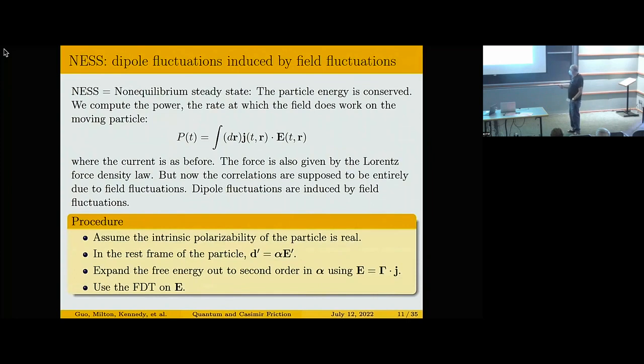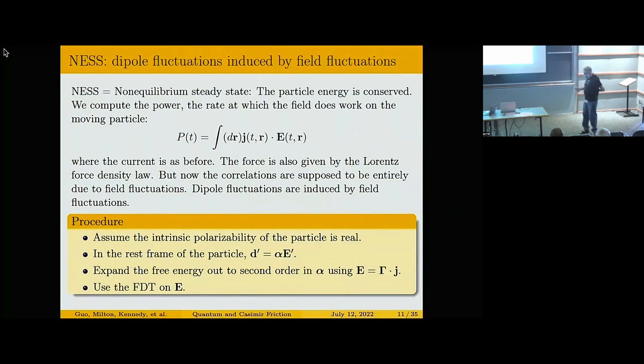Okay, so let's see. Non-equilibrium steady state. So the first approach you can take is to say, let's suppose the dipole is just an inert object. It has no intrinsic imaginary part. The only fluctuations that it encounters are because it's coupled to the electromagnetic field, and the electromagnetic field has fluctuations.